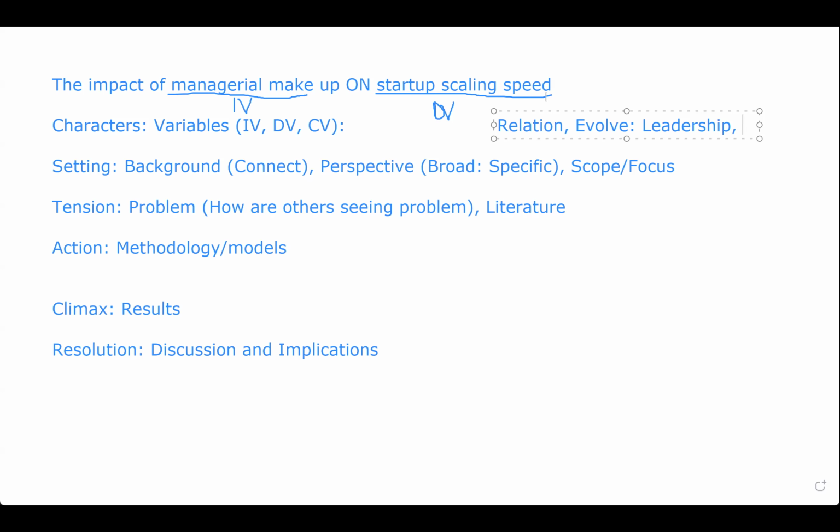So how does the independent variable affect the dependent variable? There could be a relation. So if there's bureaucracy, then the startup scaling process would be slower, right? That's their relationship. But in terms of evolving, you realize that now the independent variable changes from a management perspective to, let's say, a leadership perspective, or an organizational perspective.